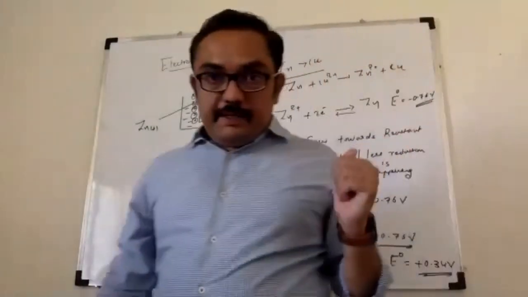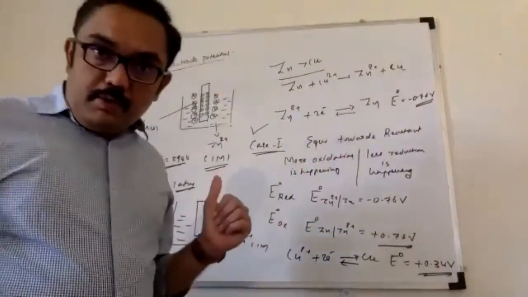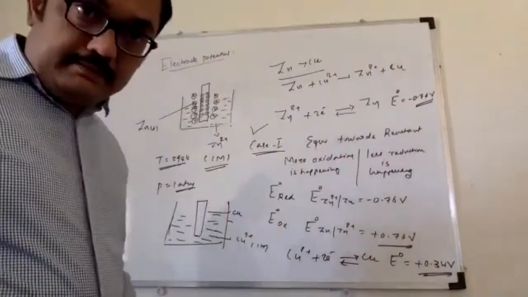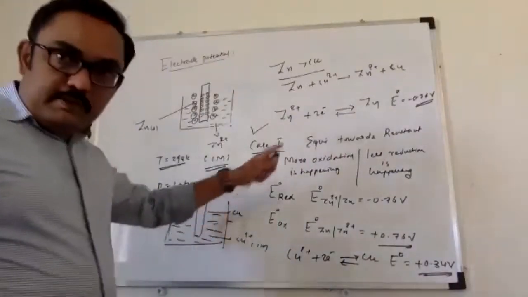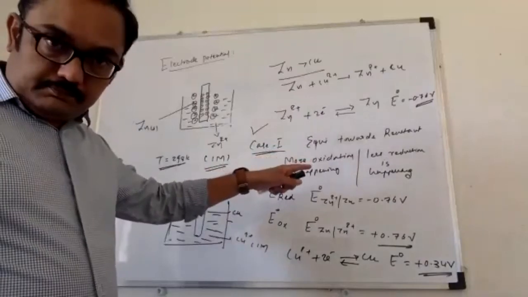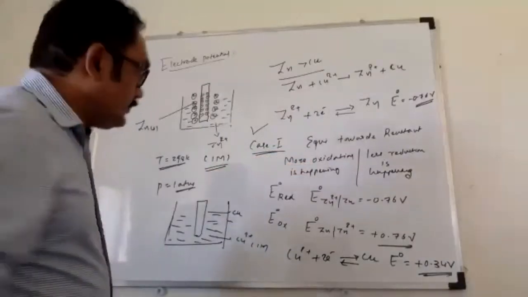Is this clear to everybody? What is called electrode potential? Should I remove this from the board? Yes, sir.